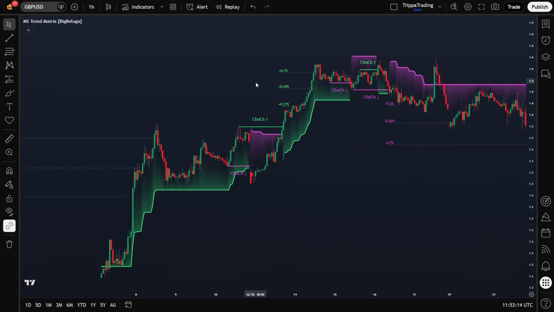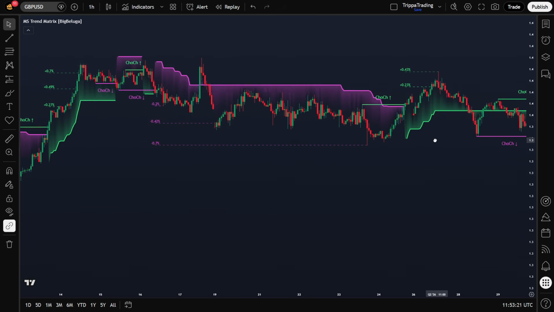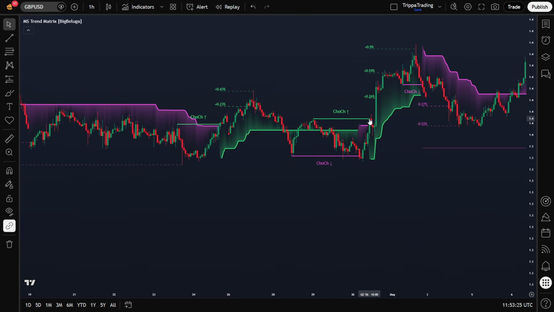The same thing happens in a downtrend. Price keeps making lower highs and lower lows, but when the last lower high gets broken and price closes above it, that is also a change of character. That tells you the previous bearish structure is broken, and a new bullish phase may be starting.